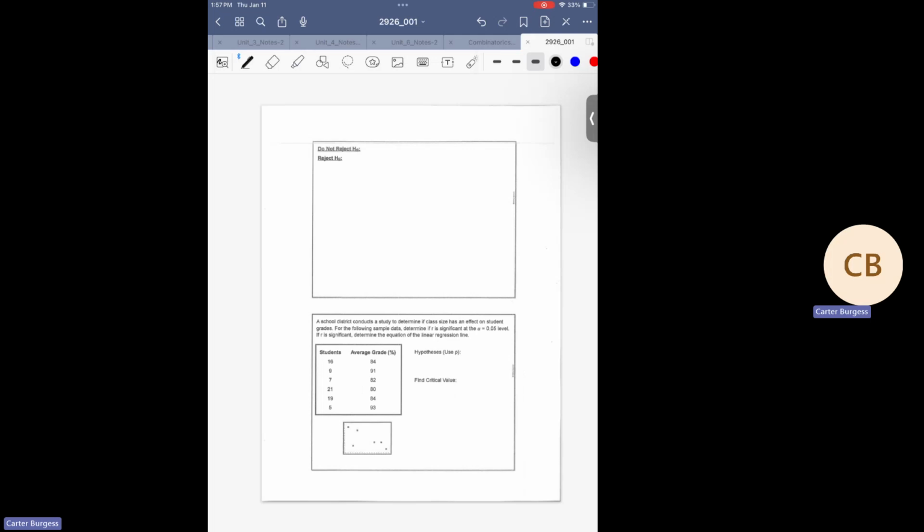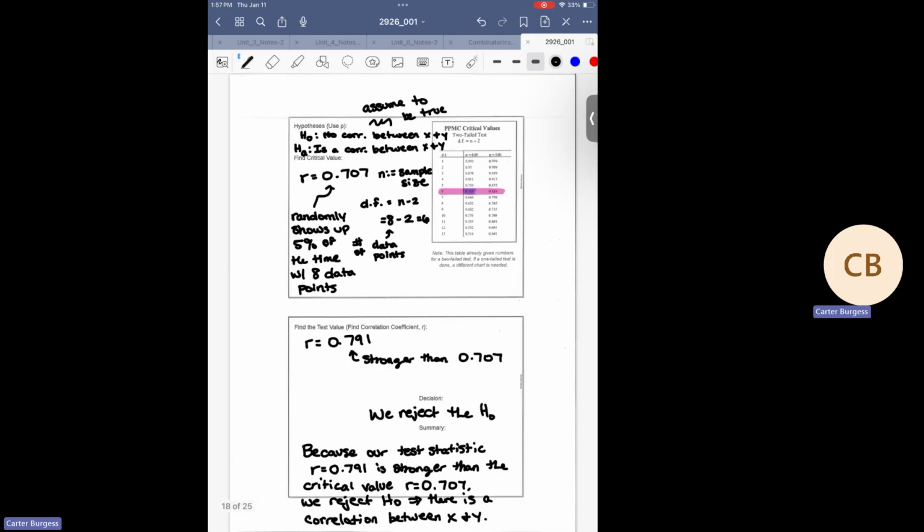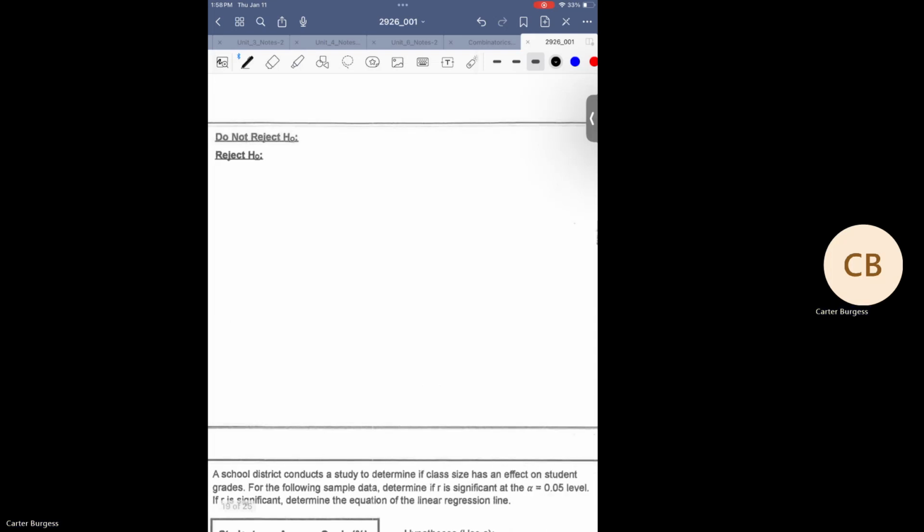For instance, let's say that we had gotten an R value of just 0.7 or 0.6, something like that. It doesn't mean that there is no correlation. It means that we don't have strong enough evidence to say that there is correlation. There might be, there might not be, we can't really say for certain, and so we would then move on with our lives. We wouldn't assume that there's correlation, but we certainly would not rule out the possibility.